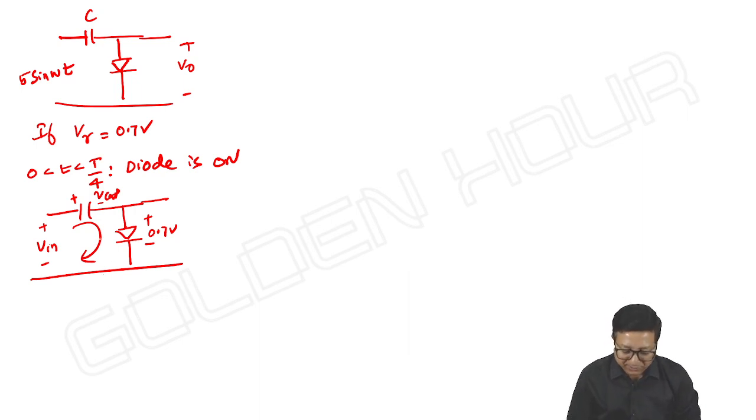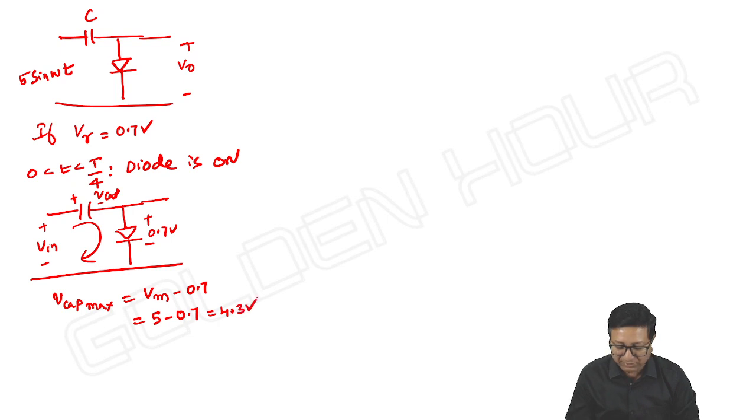Then what about V capacitor maximum? Once the diode is on, the capacitor starts charging towards the voltage V in minus V D. Instead of V input, the capacitor starts charging towards a value equal to V input minus 0.7 volt. So our V capacitor maximum is equal to Vm minus 0.7, or in this example 5 minus 0.7, 4.3 volts. Done.